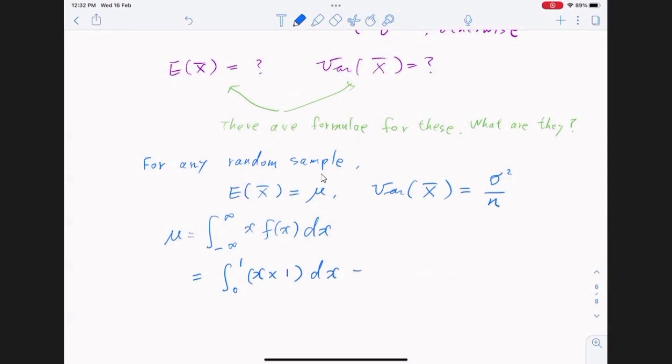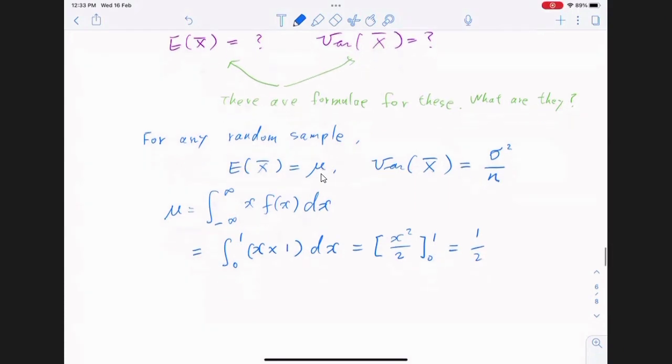So the rest will be just an elementary calculus problem. Doing this integral, we find one half. Now, this is the population mean for uniform 0 and 1. And this is actually intuitive. You draw a number from 0 to 1. On average, it will be at the midpoint.